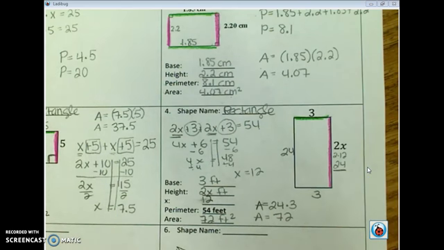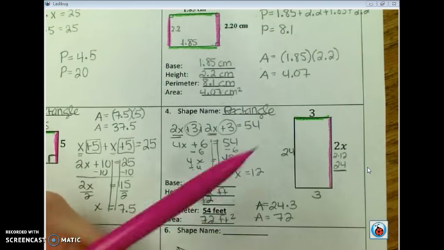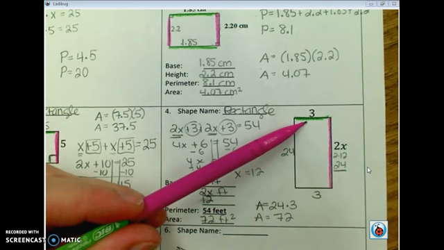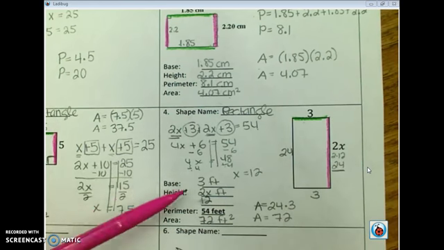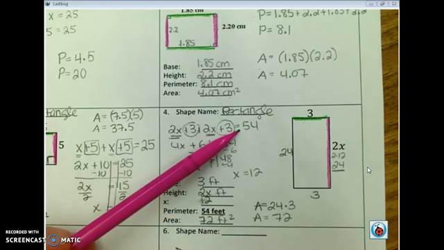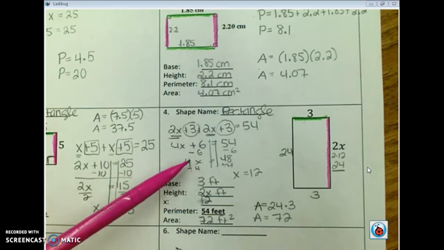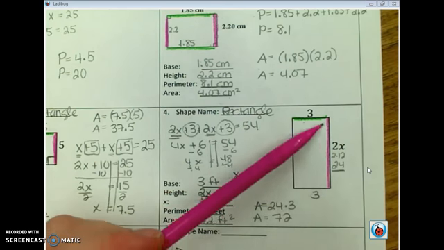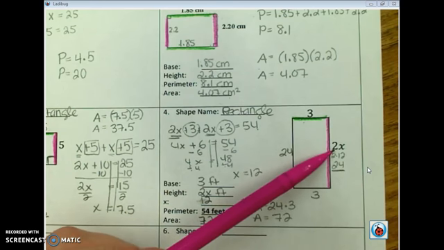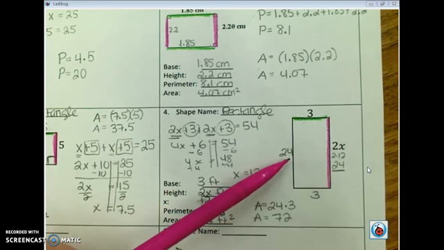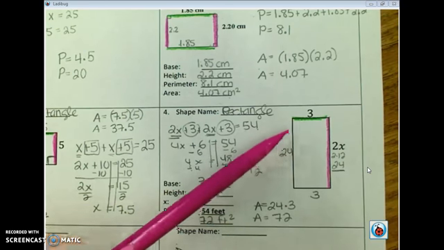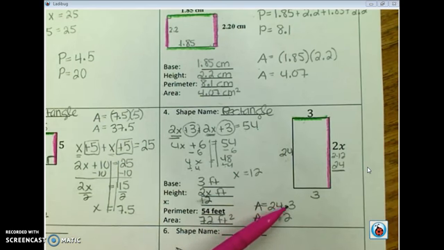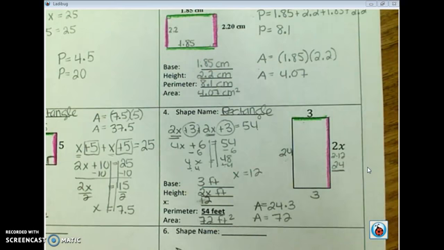All right, guys, let's see how you did. Our base was 3, or you could call that your height, and our height was 2x. We had to add them all together to get to 54. So when you solved, that gave you the value of x, so x equaled 12. But remember, this side length was not 12. I had to plug it back in. 2 times 12 gives me 24. So my height is actually 24, and my base is 3. So that's how I found my area. 24 times 3 is 72 feet squared.